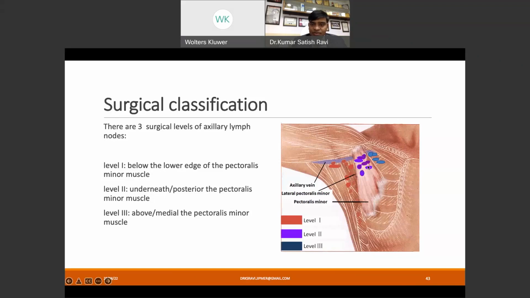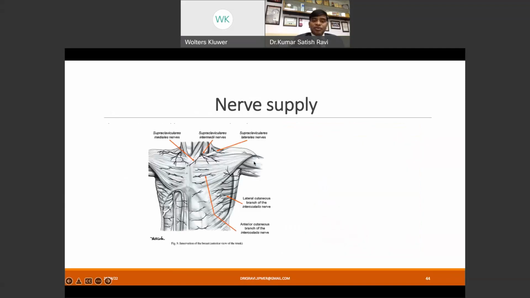I said level 2 will be present either behind or in front of the pectoralis minor, because when you see Rotter's lymph node, or the interpectoral lymph nodes, they are present between the two pectoralis muscles, that is, between the pectoralis major muscle and the pectoralis minor. So that is Rotter's lymph node, or the interpectoral group of lymph nodes, and that comes under level 2. I said level 3 will be present above or medial to the pectoralis minor muscle. You can appreciate level 3 over here. So this is the surgical classification of the lymph nodes.